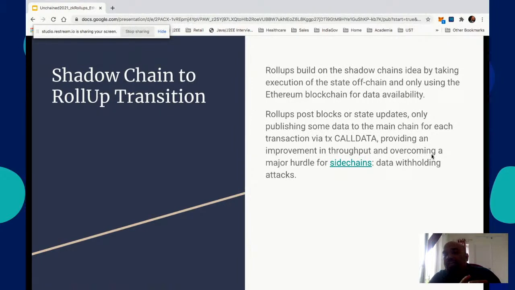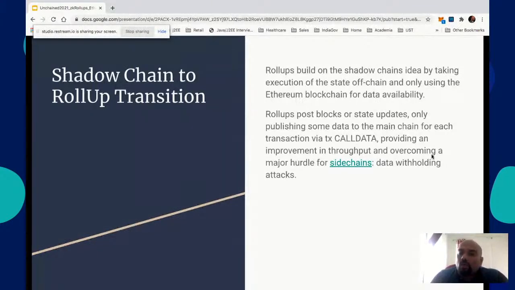So, shadow chains to rollups. What is the logical connection between shadow chains and rollups? Rollups built on the shadow chain idea by taking the execution of state off chain and only using the blockchain for data availability. This is the interesting thing. State is taken off chain because we can do it through rollups, and we use the blockchain only for data availability.